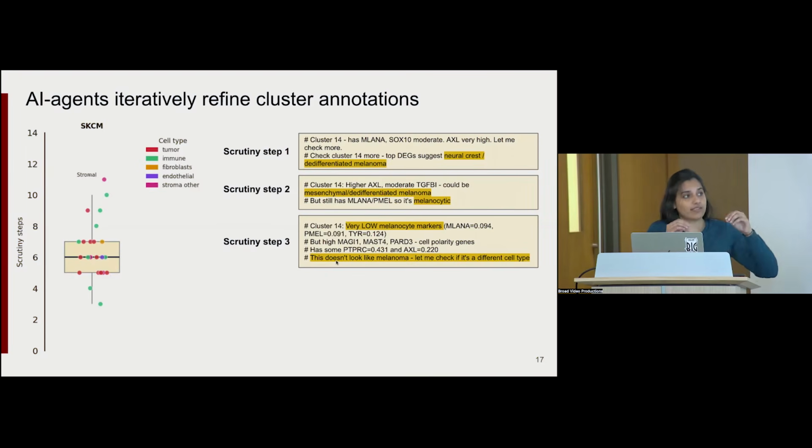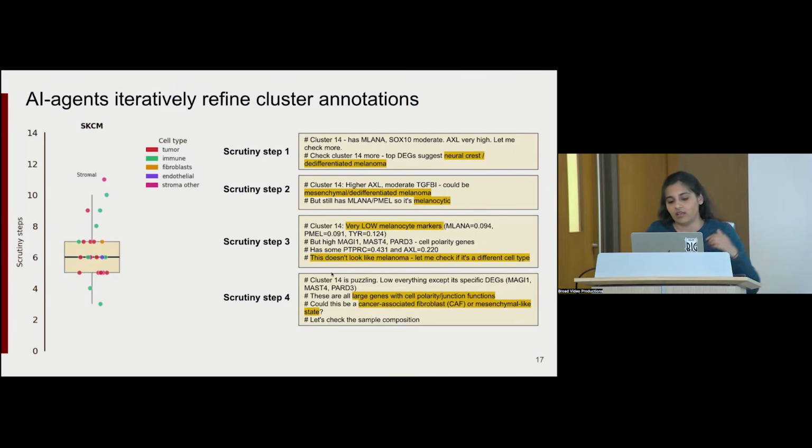So the agent has the capability, after it has made a hypothesis that this is probably this cell type, to backtrack and agree that this is probably not that, and it is open to exploring other hypotheses. And then the agent goes on, looks at other different marker genes, and goes on for multiple steps. I just wanted to point out that this is happening iteratively for different clusters in different ways.